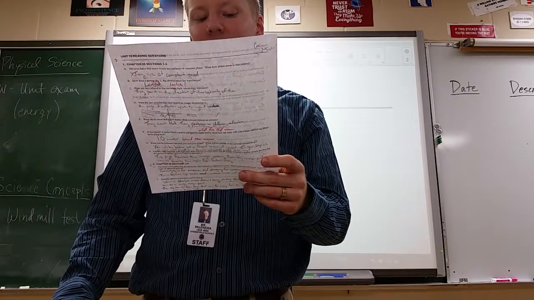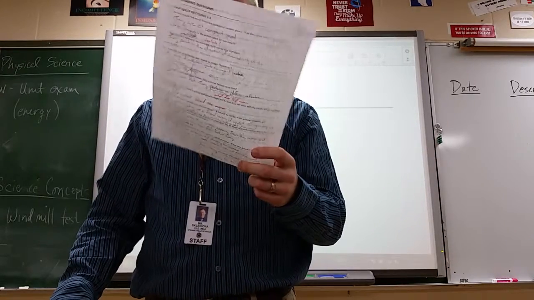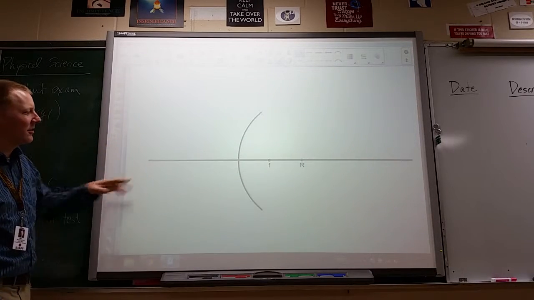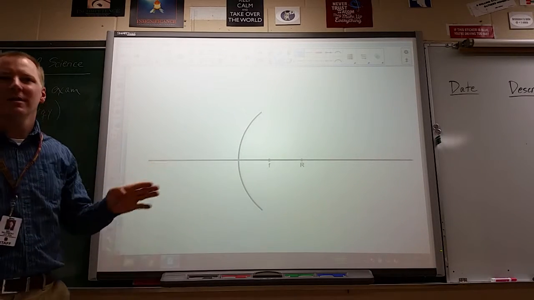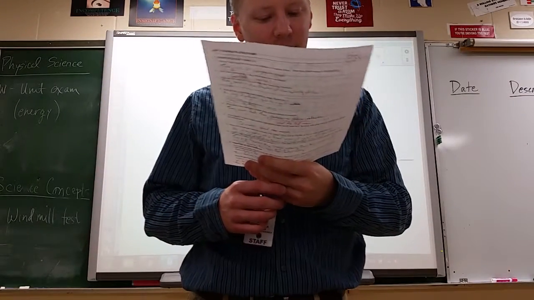Does a convex mirror always form a real image? No, it never does, right? On a convex mirror, those rays are never going to converge anywhere in real space, so you're never going to get a real image. It's always a virtual image.